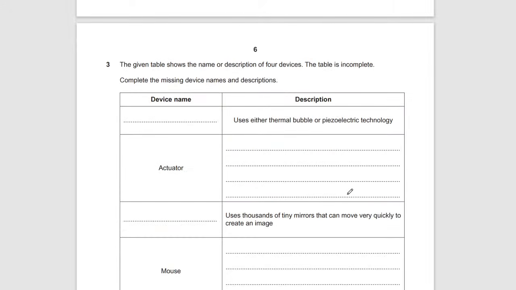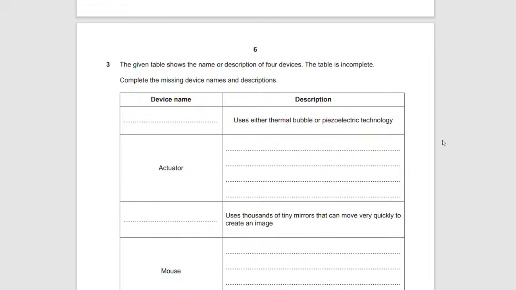We move on to question 3. Question 3 seems to be something on input and output devices. I think this topic never misses out, and it's such a big topic. It's such a wide topic, meaning there are so many devices you need to know. Most of them revolve around projectors, 3D printers, scanners, microphones, and mice. You need to have a look at all of that.